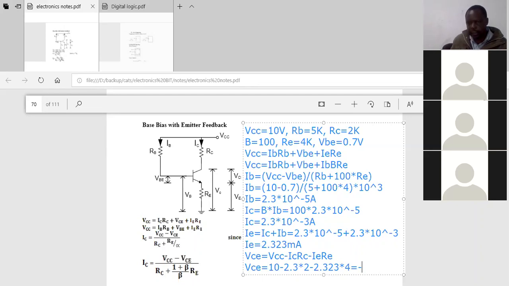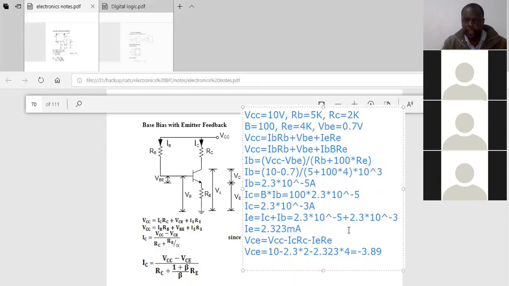So 2.3 times 2 plus 2.323 times 4, that should give us 13. So minus from 10, that would be 3.89, negative 3.89. And please note that when a situation like this arises, you say that your transistor is operating in saturation region.